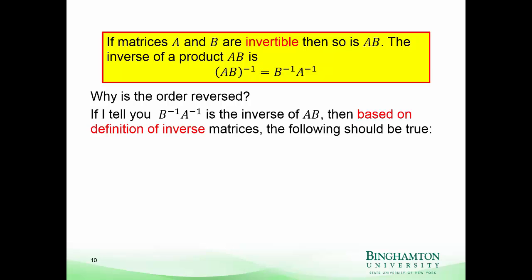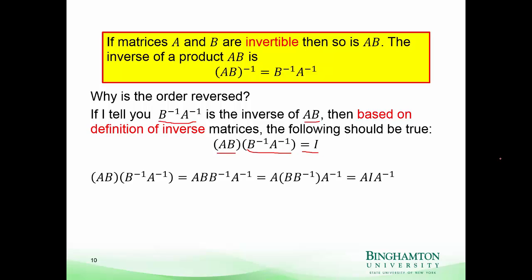So if I tell you that I have the inverse of AB, and I'm telling you that it's B inverse times A inverse, then based on what we already know, the following needs to be true. If this really is the inverse of AB, if I multiply from the right into AB, I better get the identity matrix, right? Okay, so let's see what ends up happening here.